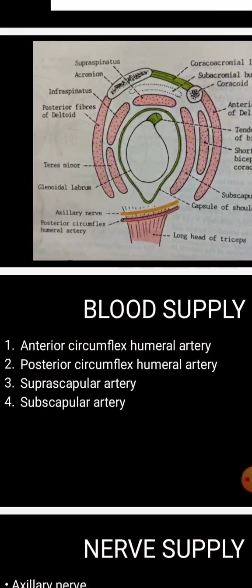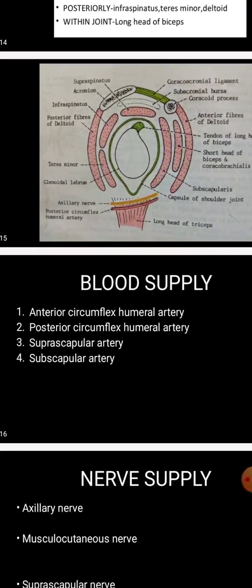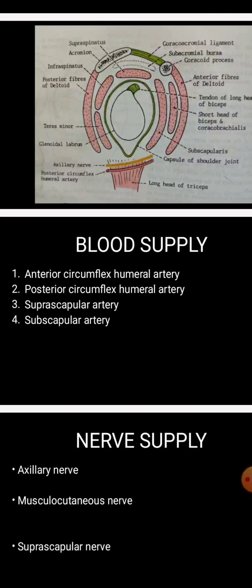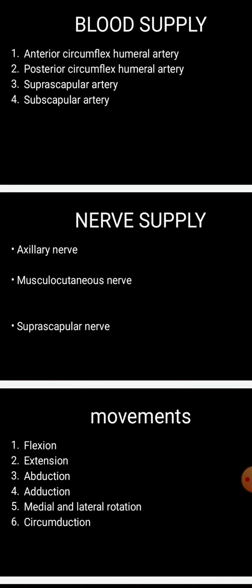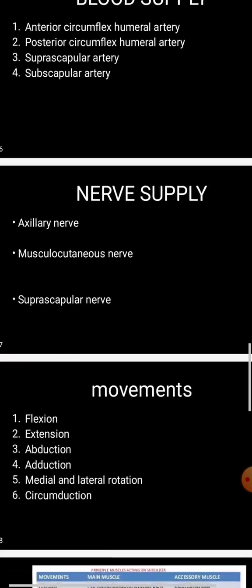Okay, now coming to the blood supply of the shoulder joint. For this you just have to know the main arteries which are supplying blood to the particular part. So the first is the anterior circumflex humeral artery, then posterior circumflex humeral artery, suprascapular artery, and the subscapular arteries are the main arteries which supply blood to the shoulder joint. Now coming to the nerve supply. Okay, nerve supply includes axillary nerve, musculocutaneous nerve, and the suprascapular nerve. These are the nerve supply and blood supply of the shoulder joint.